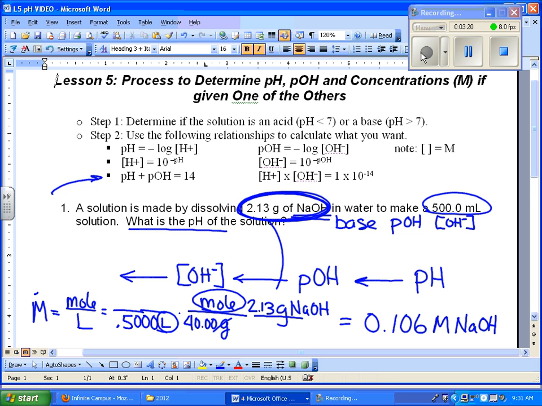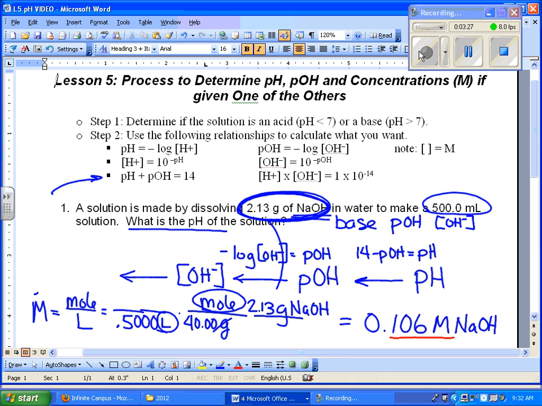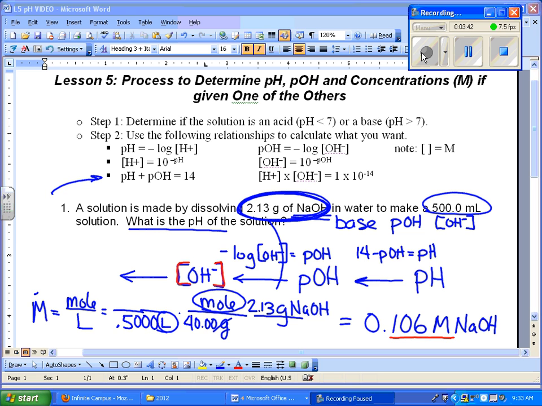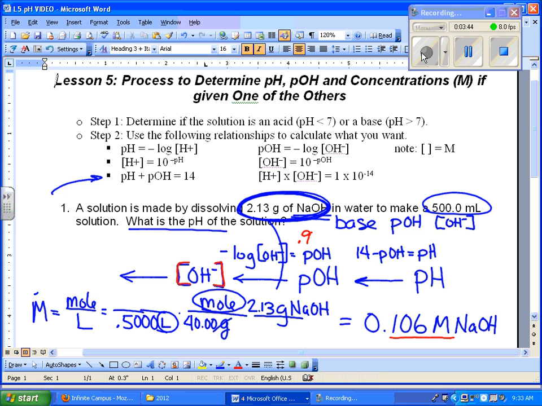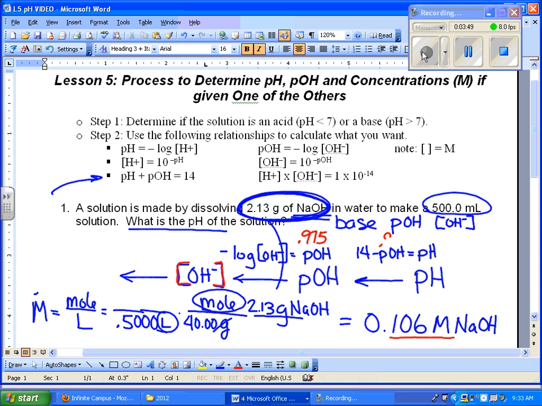Because I got sodium hydroxide, I automatically know that this number, the concentration of hydroxide, since sodium hydroxide is a strong base, can be placed into this. So I'm going to take the log of that number, and that turns out to be 0.975. And when I plug 0.975 in here, my pH is going to be 13.03.